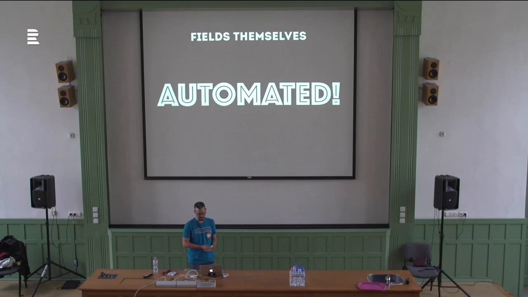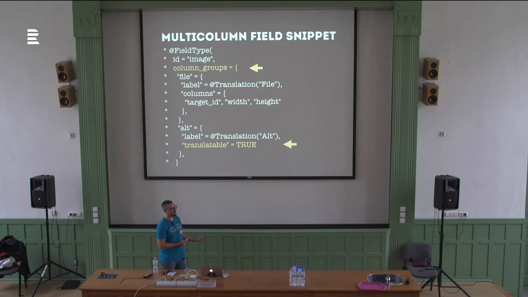If you want to have more granular detail about this, you have an example from Drupal 8 core, the image field. The image field has a file, it has the alternative text, and it has a title. And you may want to provide the users the capability of making some subfields translatable, but not everything. So you can define groups for that. And in your field type annotation, you can define the column groups.